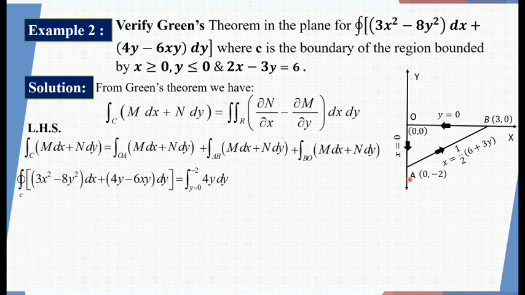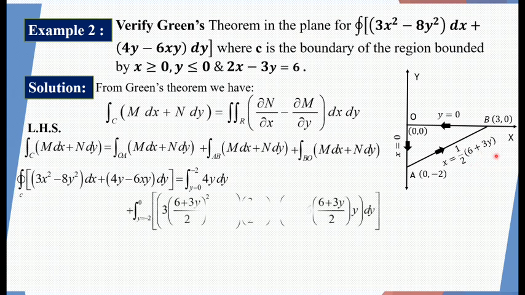At this particular point, the limits for x are 0 to 3, and x is equal to 1 by 2 times (6 plus 3y), so that dx is 3 by 2 dy. On replacing, x is replaced by 1 by 2 of (6 plus 3y), 8y square as it is, and the value of dx is 3 by 2 dy, plus 4y as it is, minus 6 times this 1 by 2 of (6 plus 3y), and into y as it is, and dy is also as it is.